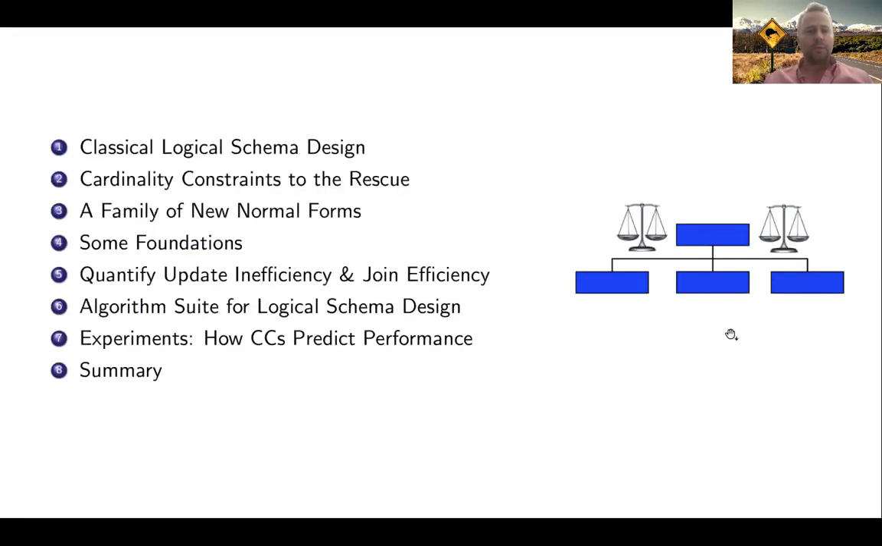So we will revisit classical logical schema design and look at some of its limitations, see how cardinality constraints can enhance the theory to overcome those, and then look at what kind of family of new normal forms they allow us to define, look at some foundations of the normal forms, and then see how they really quantify update inefficiency and join efficiency before we go over some algorithms for logical schema design. And the experiments will show how cardinality constraints can actually predict the performance of updates and joins before the database is even operational.